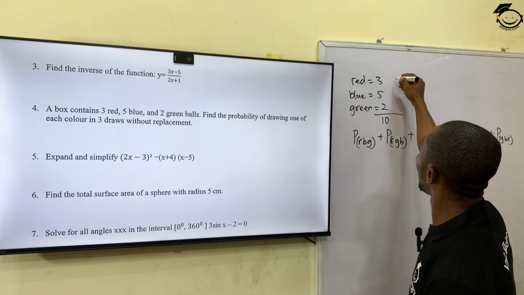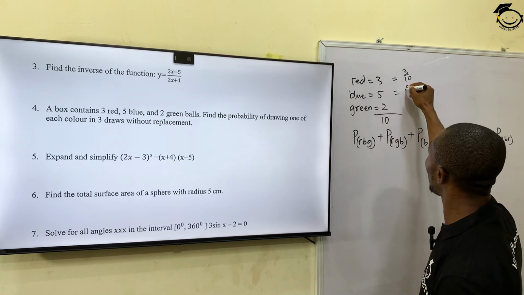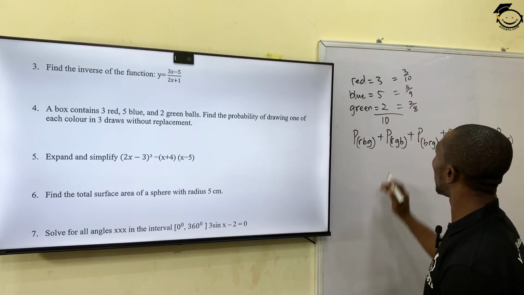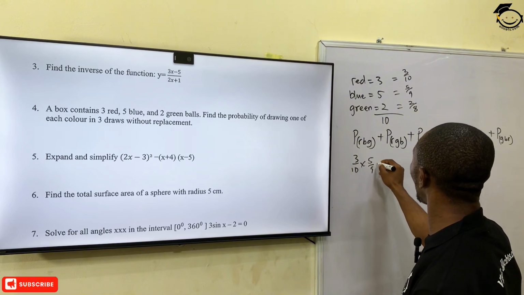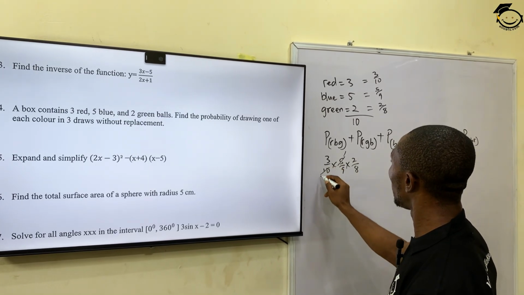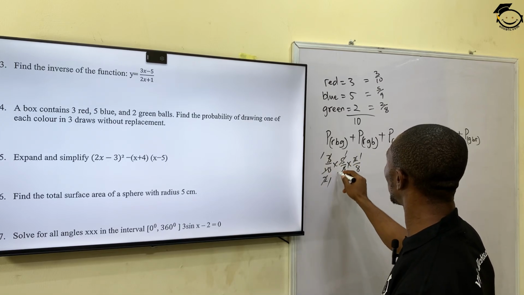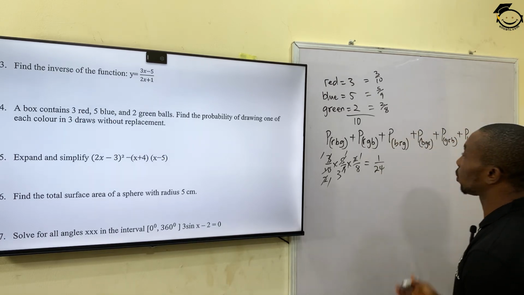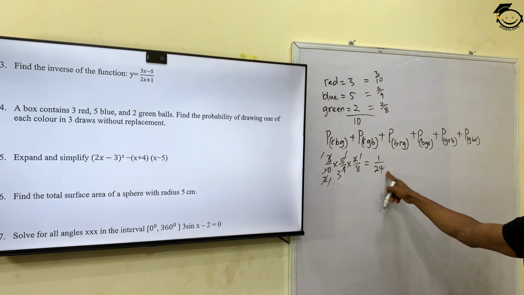Now, our probability of drawing this first will be 3 over 10. Drawing this second will be 5 over 9. And drawing this third will be 2 over 8. All right. Now, having this probability is going to give us 3 over 10 times 5 over 9 times 2 over 8. So if we cancel out, 5 into 5, 1, 5 into 10, 2, 2 into 2, 1, 2 into 2, 1, 3 here, 1, 3 into 9, 3. So at the end of the day, we're having 1 over 24. All right. Now, the good thing about this is that for each of these probabilities, we are going to have it as 1 over 24.